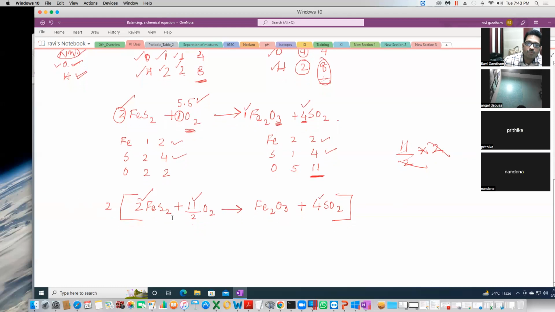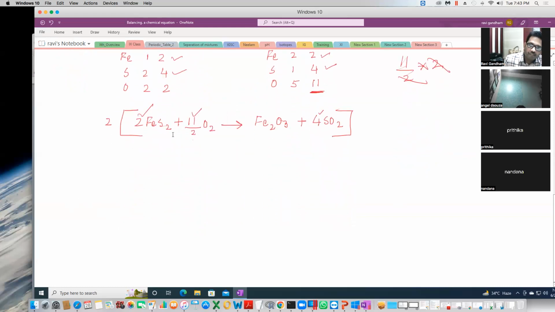So the entire equation, what do we do now? We have got FeS2 with 11 by 2, so we multiply with 2. Why do we multiply with 2? Because we want to remove this denominator. Now if you multiply with 2, this becomes 4 FeS2 plus 11 O2, which gives rise to 2 Fe2O3, because you are multiplying the coefficient of 1 with 2, and that'll become 8 SO2. So now this is the balanced equation.